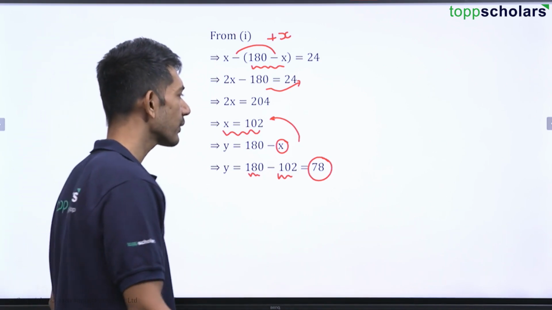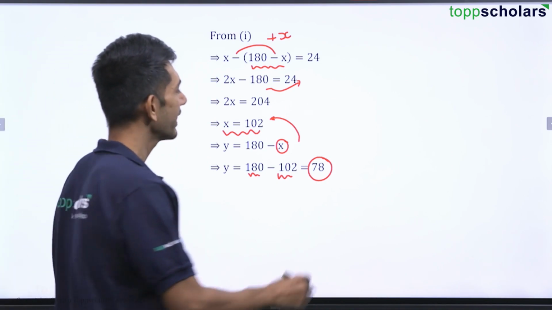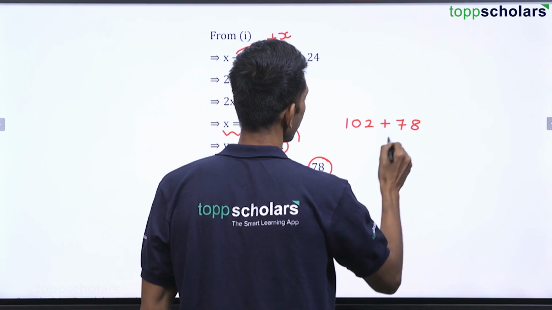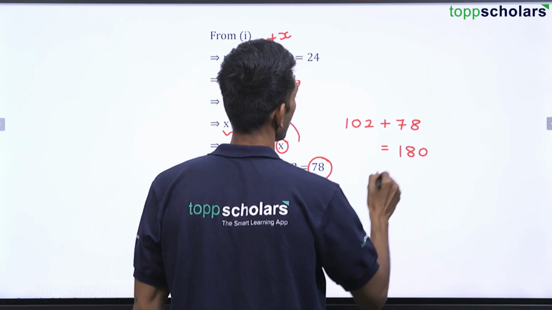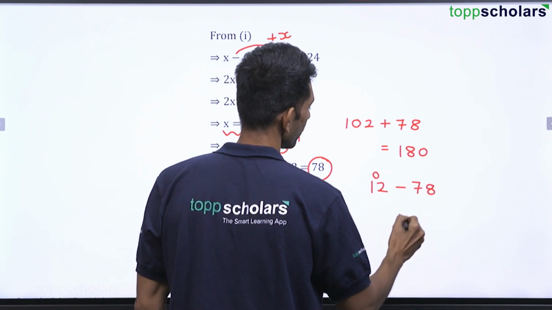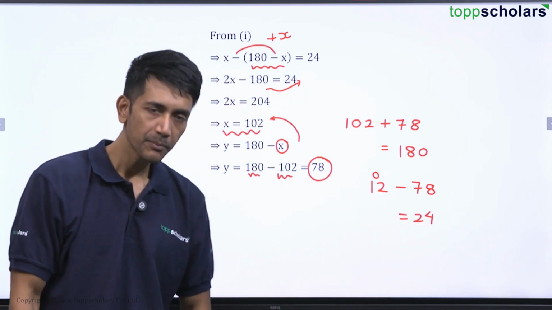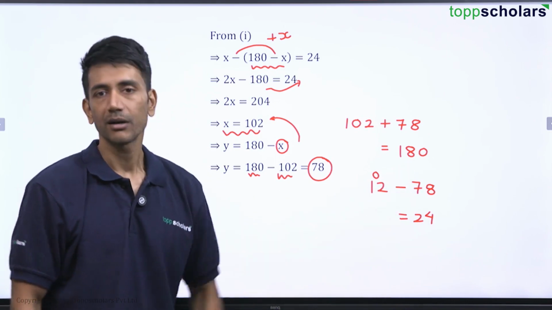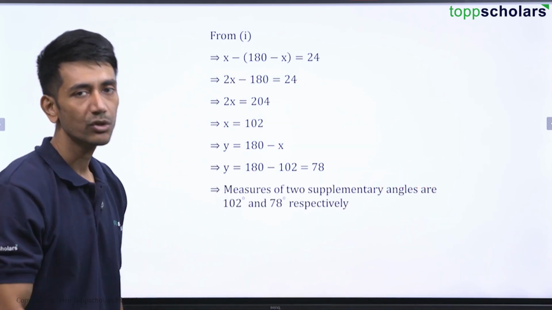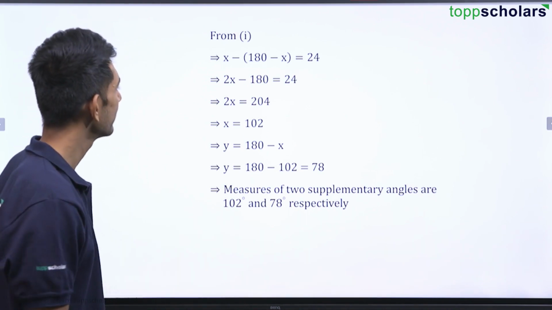If you want to cross check your answer, all you need to do is check whether the two angles are supplementary or not. That means add both of them. 102 plus 78, that is going to give me 180, and 102 minus 78 gives me 24, right? That means our answer is correct. The difference is 24 and the sum is 180. So this question was based on pair of linear equations in two variables where we framed the two equations and then got the final answer.